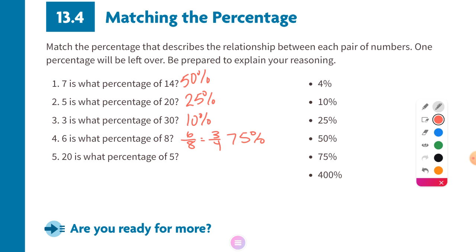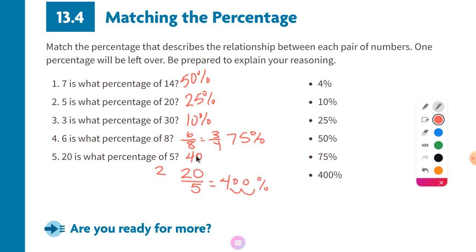Next one, Brennan. 400%. So let's look at it. Which one is our part? 20 is our part, because remember, percent of whole is part. 20 is my part. What is my whole? 5. So my fraction would be 20 over 5. And 5 goes into 20 4 times. That's 4, but as a percent, 4 is 400%.